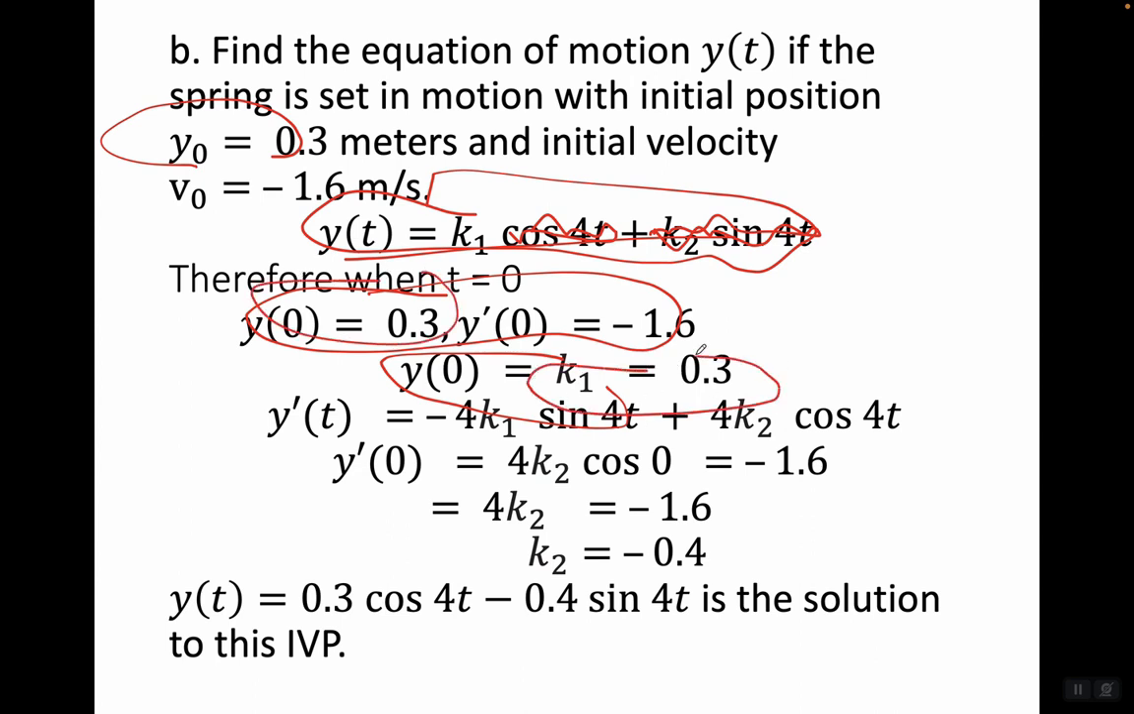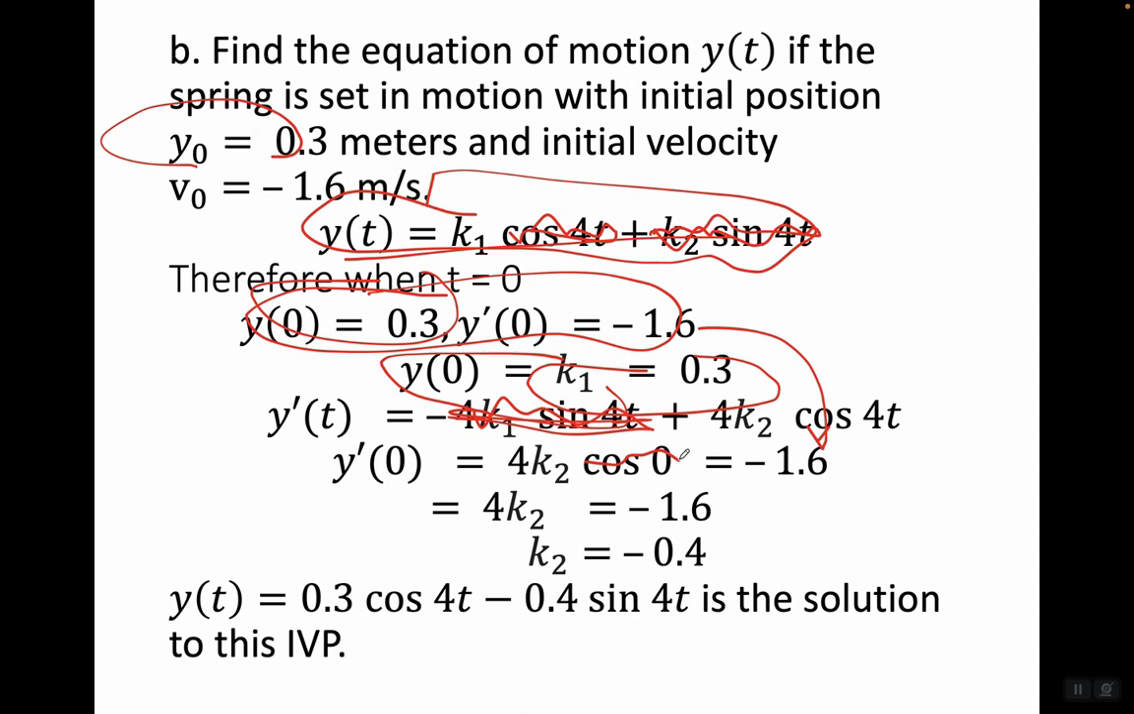Okay, y prime, let's take the derivative. y prime is going to be negative 4k1 sine 4t plus 4k2 cosine 4t. Plug in 0. When you plug in 0, this stuff's just gone because sine 0 is 0. And we're left with 4k2 cosine 0 is negative 1.6. Again, the negative 1.6 came from here. Okay, cosine 0 is just going to be 1.